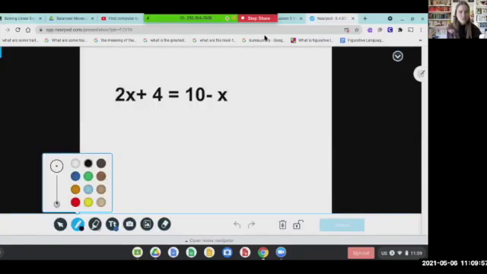All right, 2x plus 4 equals 10 minus x. So what is your ideal next step? And then we can figure out what we can do together. Maybe subtract 4? Yeah, good. And why would we subtract 4? Love that. So we can cancel out the 4. So it only leaves 2x. Perfect, Naomi. Good language.